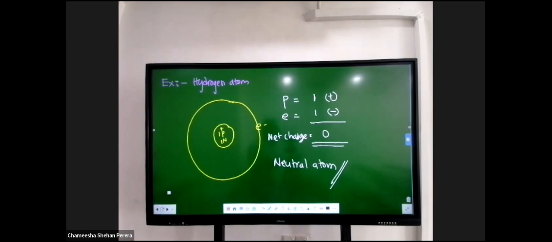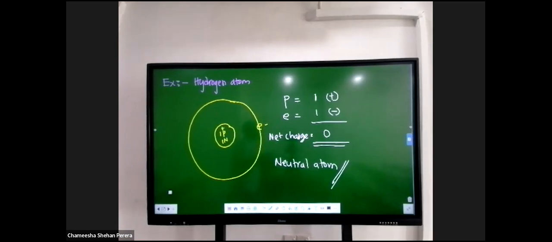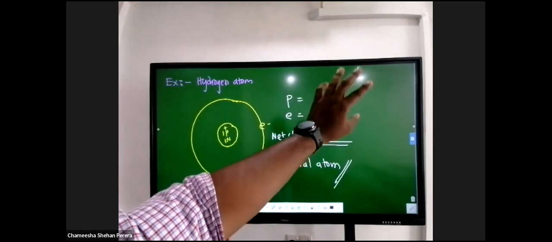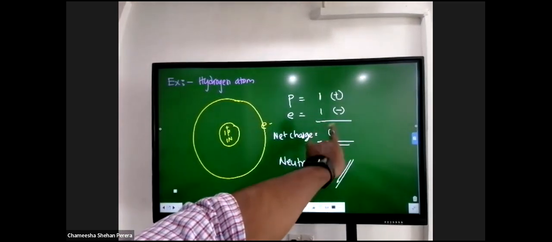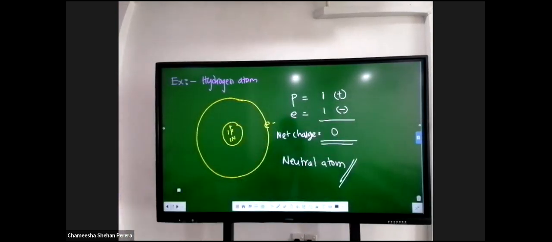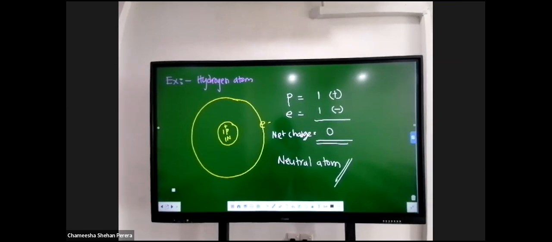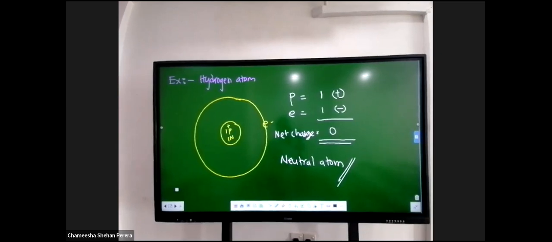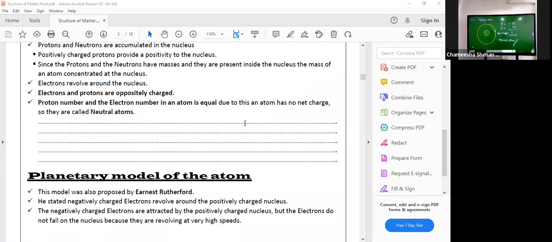We did not mention the number of neutrons. We will get to know it later. But this atom contains one proton and one electron. So protons are positively charged, that means positive one. Electrons are negatively charged, that means negative one. When you consider the net charge, the net charge is zero. That means this is a neutral atom. So keep it in your mind. Atoms mostly exist as neutral atoms, right? So if it is a neutral atom, the number of protons and the number of electrons has to be equal, no doubt. Over here is one example, and I'm going to give you another example.